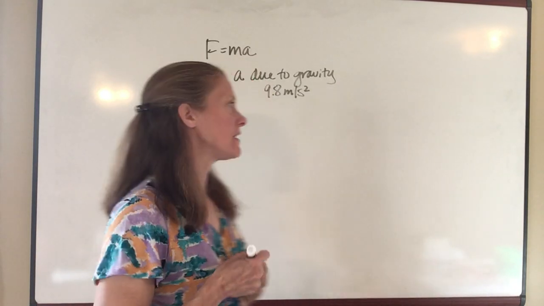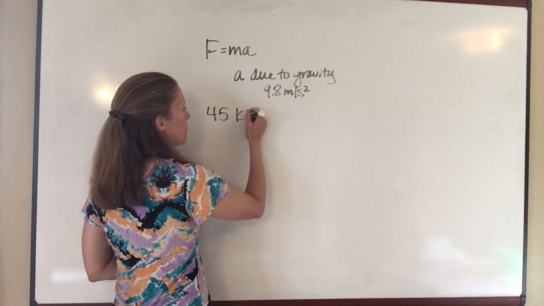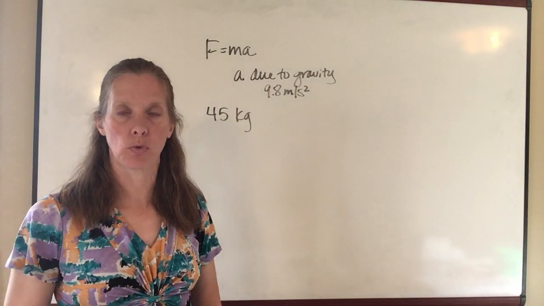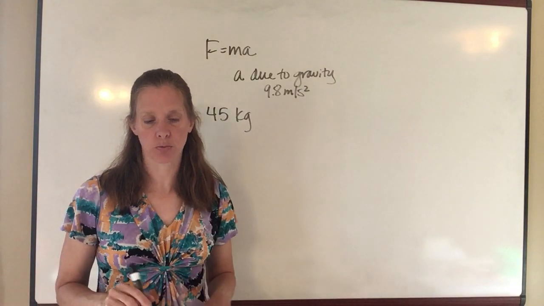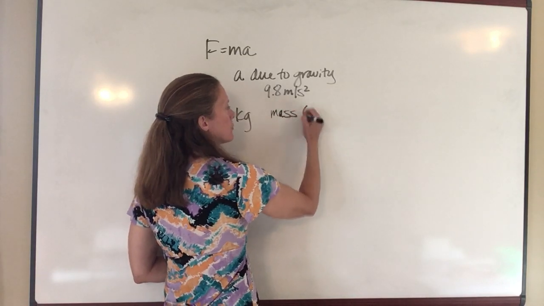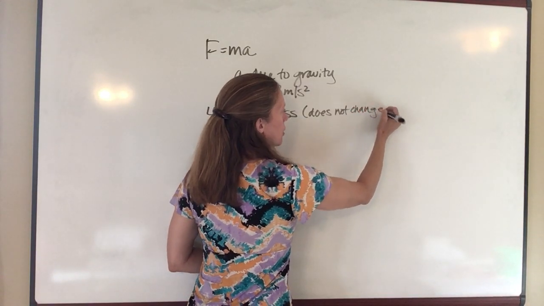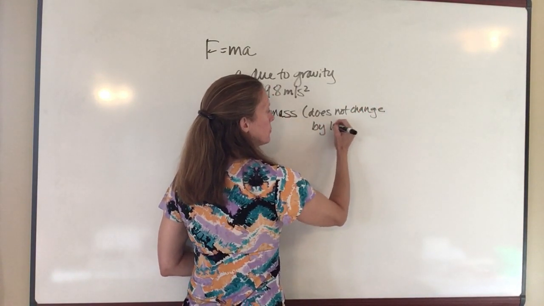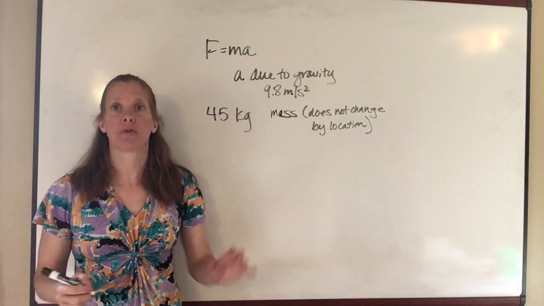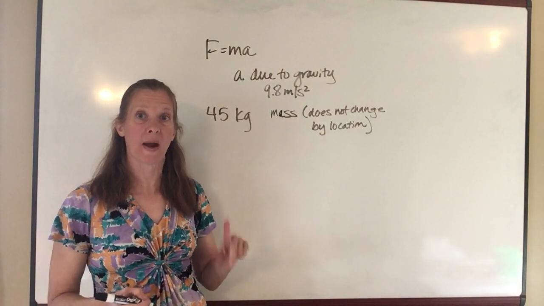So let's say that you have a mass of 45 kilograms. That's about 100 pounds if you're more familiar with the English system of measurement. Your mass does not change according to your location. If you're on the moon, your mass is 45 kilograms. If you're on the Earth, your mass is 45 kilograms. If you're on Jupiter, your mass is 45 kilograms. So your mass does not change according to location, but your weight does.